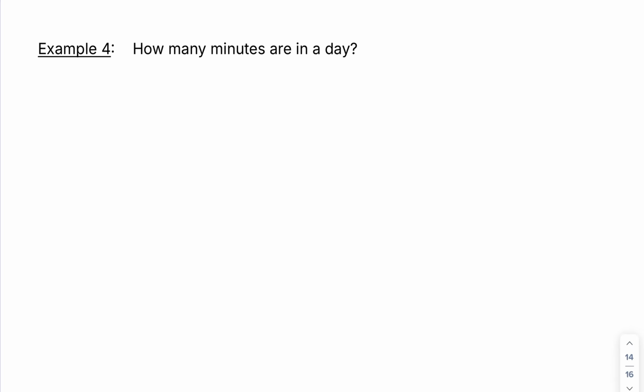How many minutes are in a day? Well, let's start with what we have. What we have is 1 day, and we want to know how many minutes there are. Okay, so this is where we're going to go through a couple different conversions. So we need to multiply this by the number of hours in a day, which is 24 hours in 1 day, and then we have to continue to convert how many minutes are in an hour. Well, that is 60 minutes are in every 1 hour.